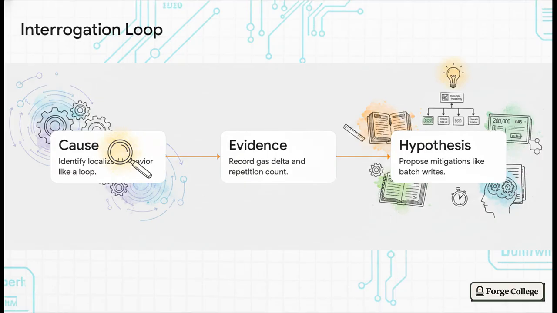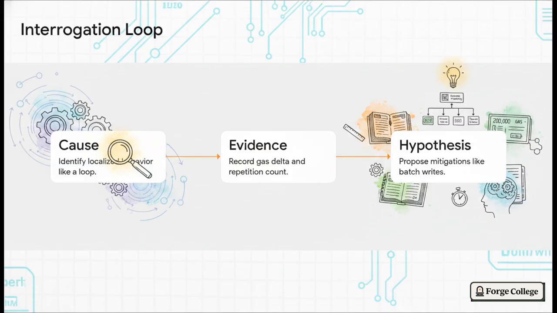Step 1, cause. You look at the trace and identify a localized behavior, like finding a loop that's just firing way too many times. Step 2, evidence. This is where you write down the hard numbers. You record the gas delta, which is the difference in gas before and after the operation, and you note the repetition count. Finally, step 3, hypothesis.